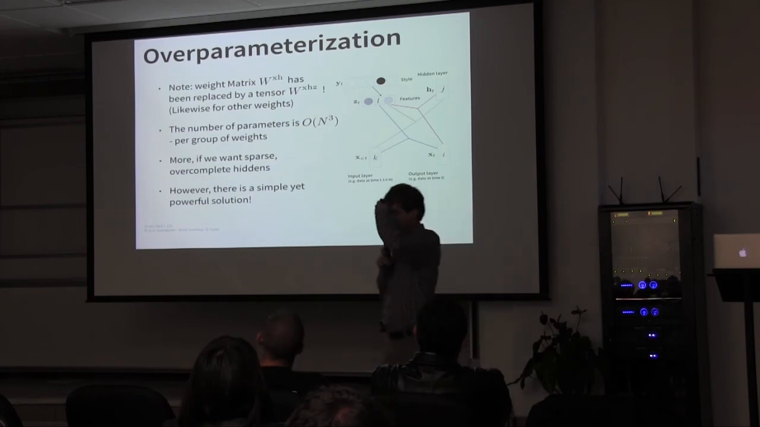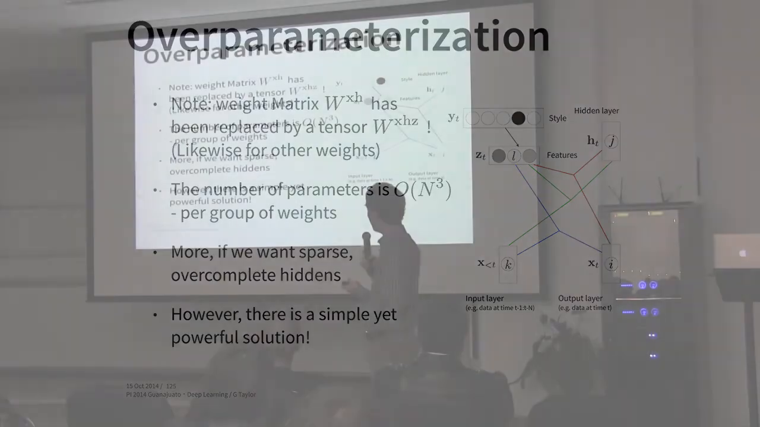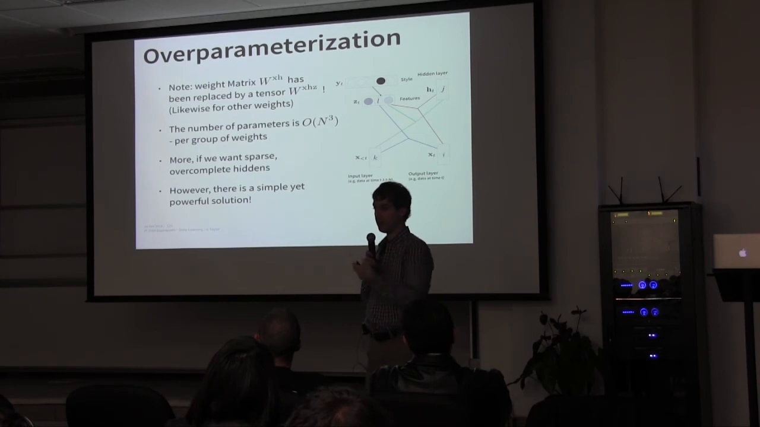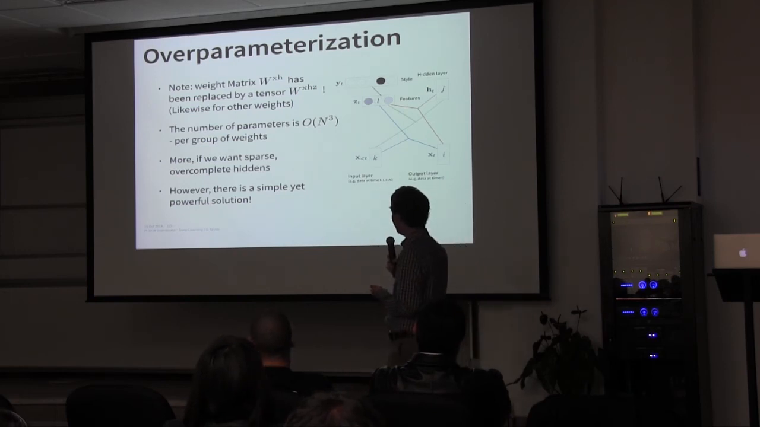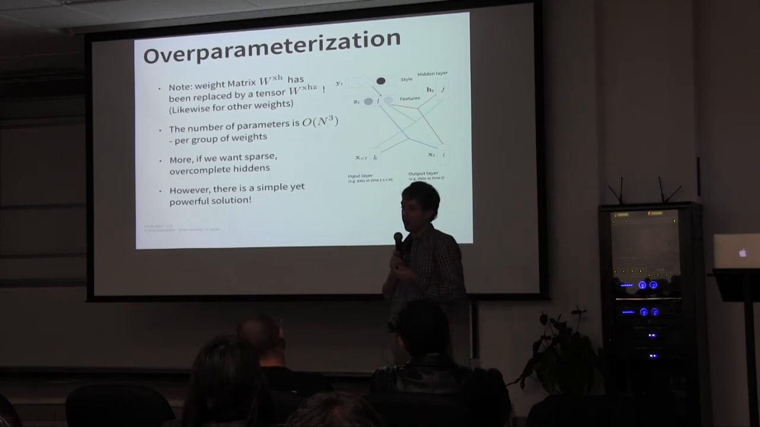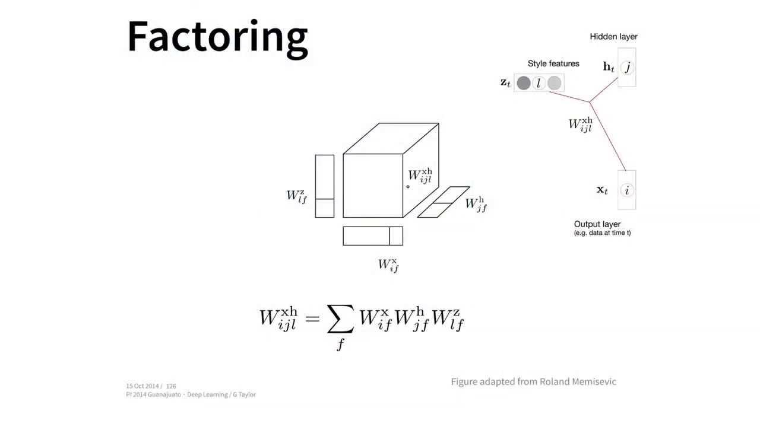Now, there is a bit of a problem here. We've gone from three sets of weight matrices, the red, the green, and the blue matrices, to a weight tensor for each of these subnetworks. So we've gone from a quadratic parameterization to a cubic one, and we've massively blown up the number of parameters. We don't want to have to learn all these parameters because we need a lot more data to train them, and it would also be a lot slower to train such a model. But there's a simple way to get around this, and that's the idea of factoring.